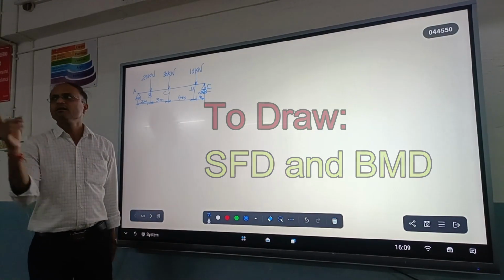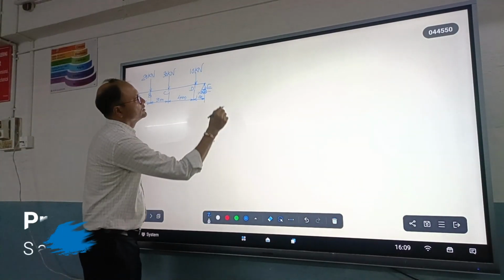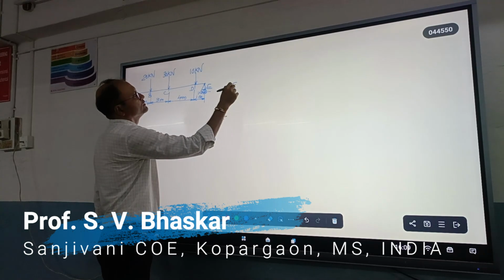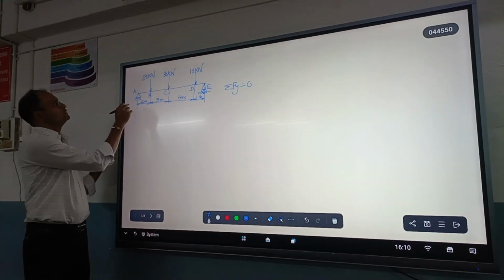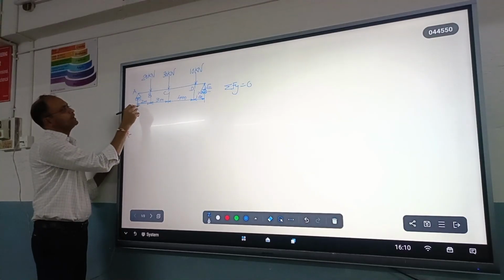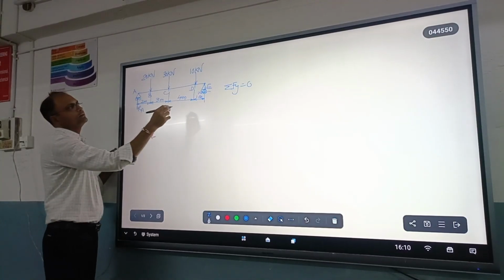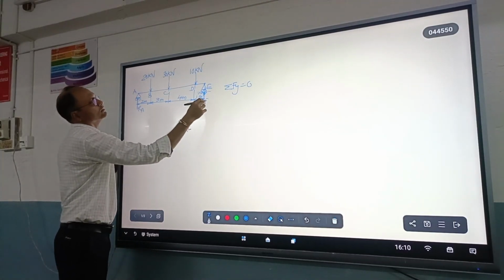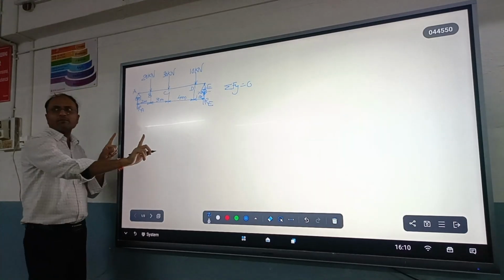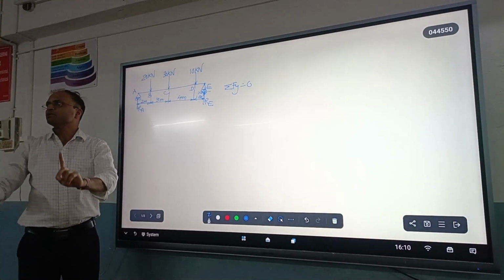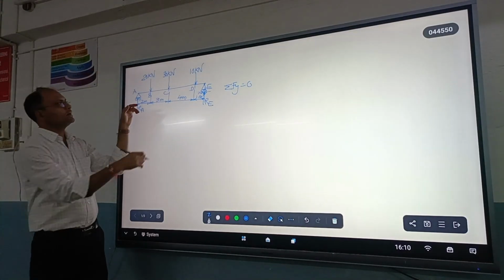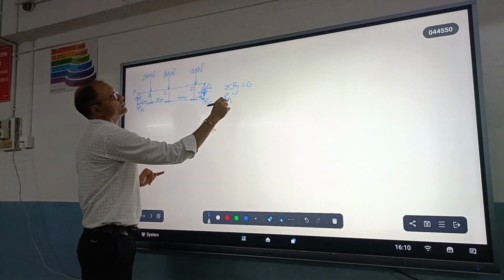For reactions, the first condition is summation Fy equals 0. This is the reaction here at point A, which I am naming Ra. The reaction here is Re. These two are upward and all other forces are downward. Upward we take positive, downward negative. So Ra is upward.